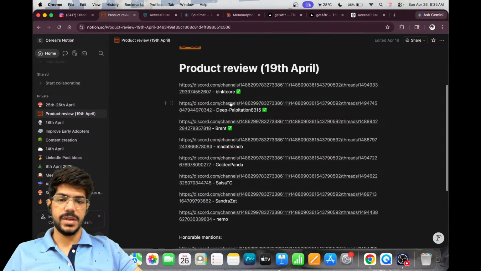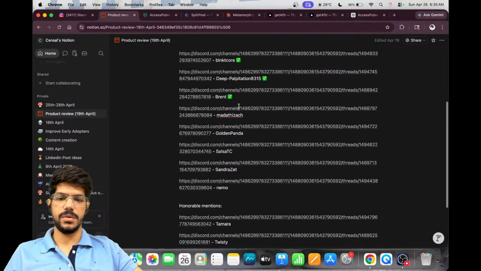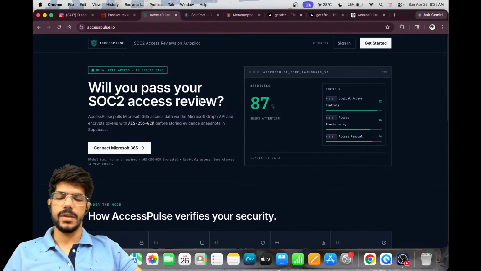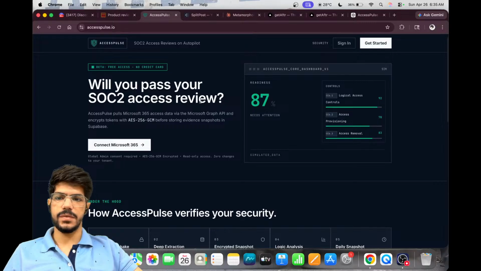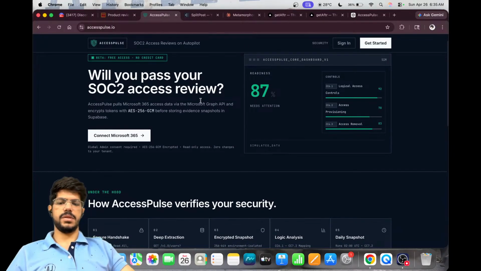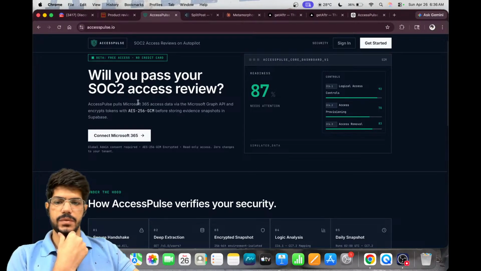So in the previous stream, we had covered these three products, and now from today, we'd be moving down the list to this first one. So this is the first product, Access Pulse. It is a security and compliance software for your Microsoft 365 as an enterprise.